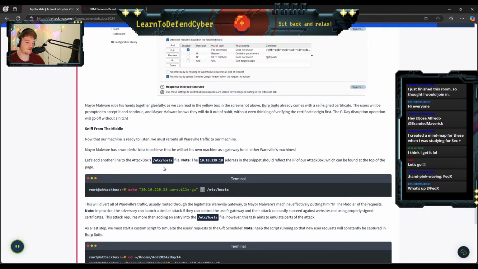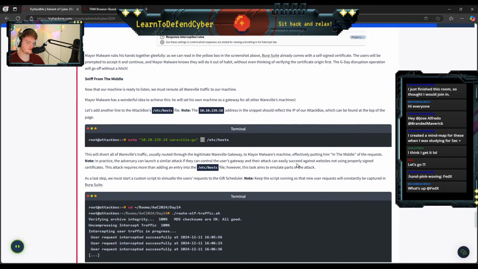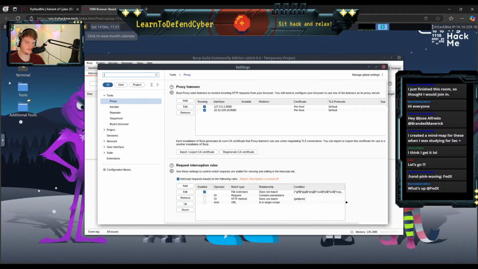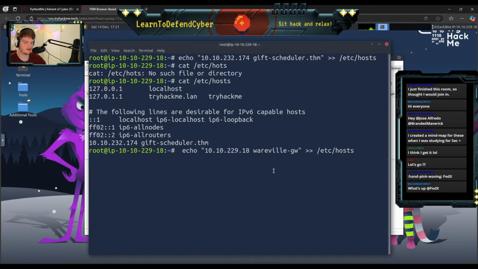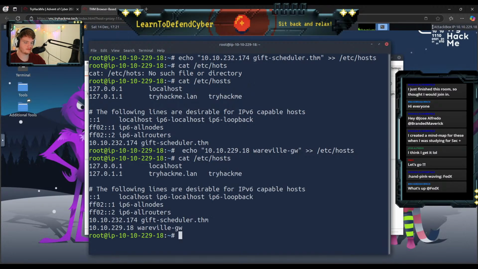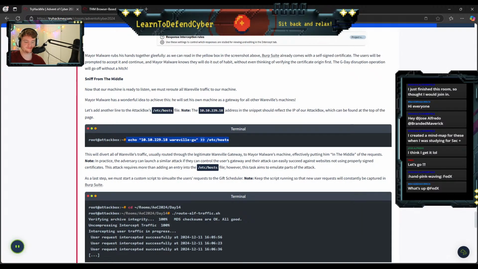Now we're going to start sniffing traffic. We can add another line to our etc hosts file. So we're going to add our IP address to Wareville-GW. We'll go ahead and copy that and paste it. We still have our terminal up from earlier. Make sure it's still there. Okay, we got it. That's Wareville-GW.